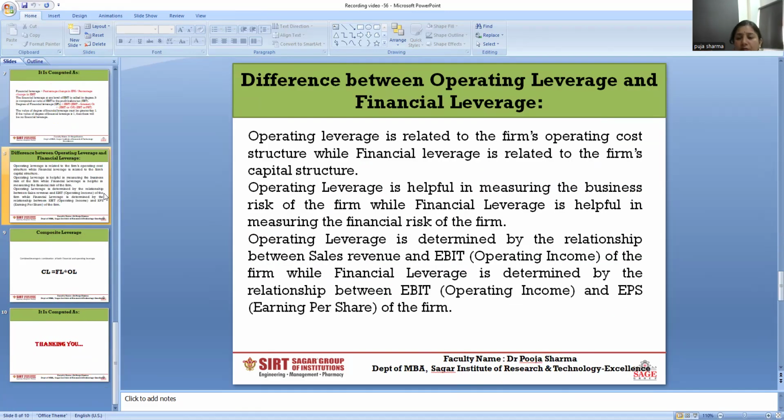In the difference between operating leverage and financial leverage, these are the 3 points where we have seen EBIT, the formulas are different. Operating leverage measures the business risk, but financial leverage measures the financial risk. Operating leverage focuses on the operating cost, and financial leverage focuses on the fixed bearing instruments in the capital structure.